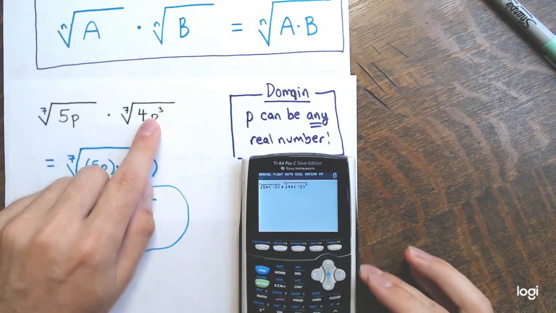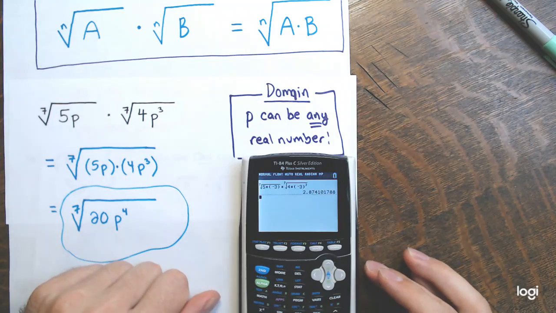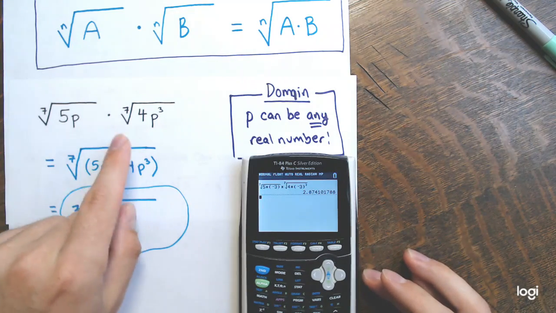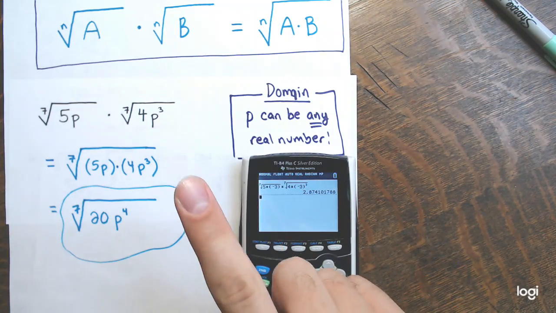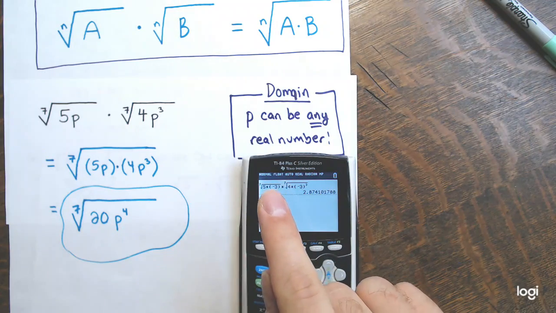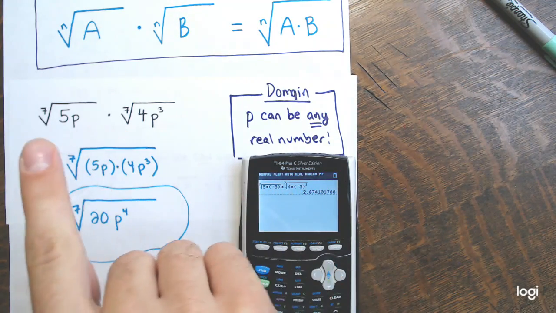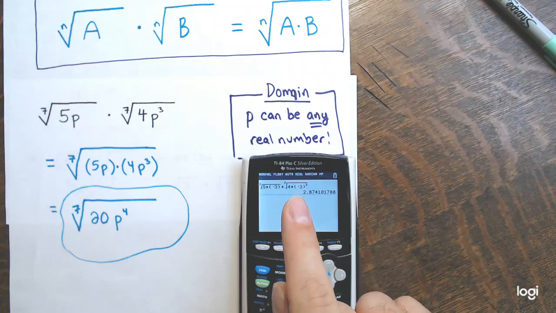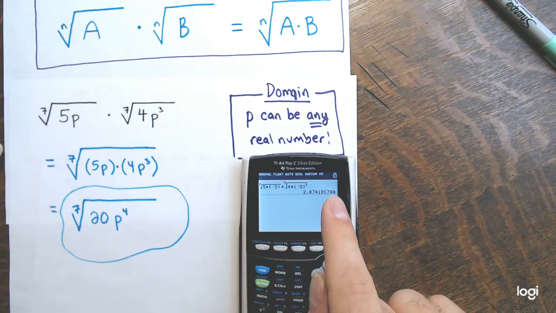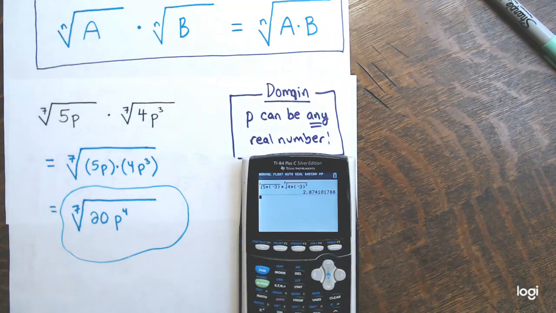All right, let's see what crazy number we get here. But it should be real. They're both real, no matter what p is. All right, so when p is negative 3, this 7th root times that 7th root, this expression has a value of 2.874101788. Again, some crazy decimal.